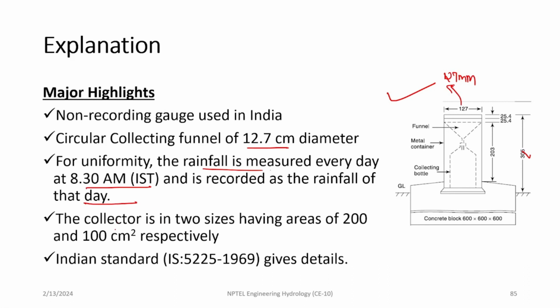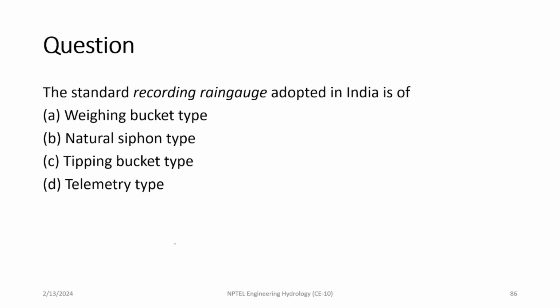Okay, now one more thing is there, that is area. So you should know that based on the IS standard, that is IS 5225 in the year 1969, it gives entire detail about this rain gauge. Okay, and it also mentions that this type of rain gauge comes with two variable areas, like it could be 200 centimeter square or the other will be 100 centimeter square. Okay, now coming to the next question.